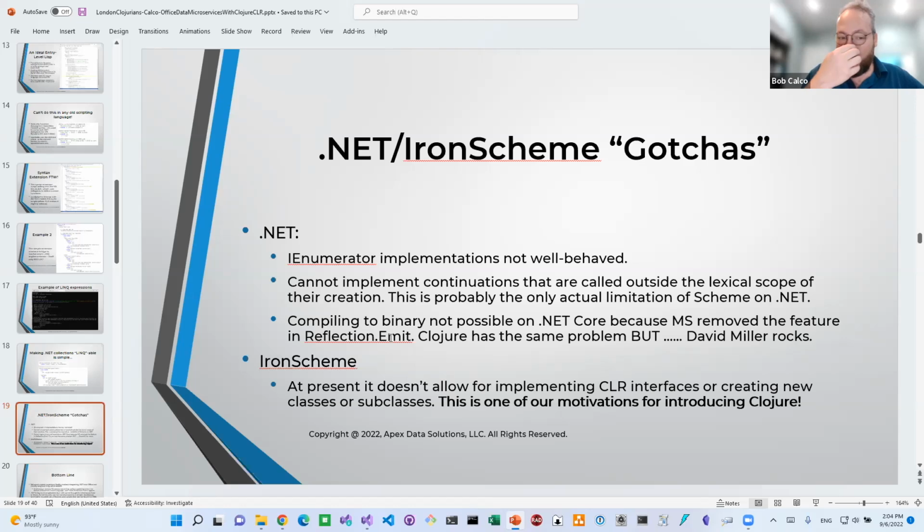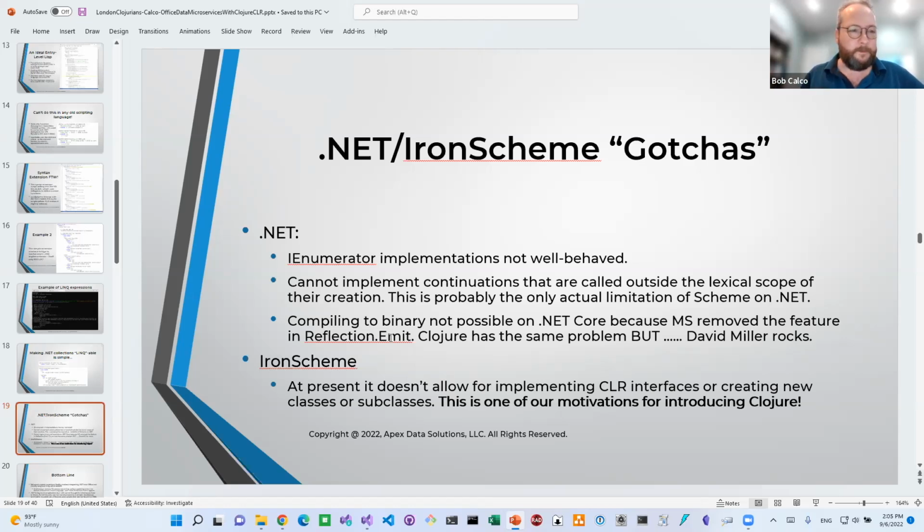So overall on .NET, and this is also a problem for Clojure, compiling to binary on .NET Core, that's the flavor of .NET that runs on, say, Linux and Mac, independently of Windows. It used to be possible, and then somewhere around version 3 of Core, Microsoft decided to remove saving to hard drive from reflection emit, which is what most language implementers on the platform use to generate IL code. So both Scheme and Clojure had this problem for the longest time of not being able to pre-compile, or do what you call AOT, on .NET Core.